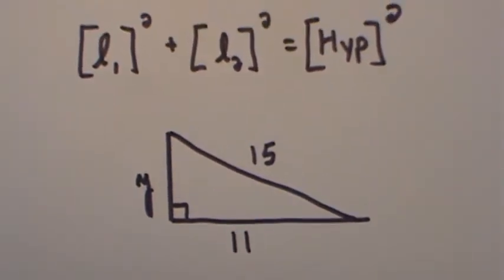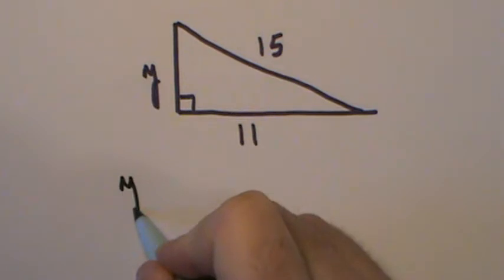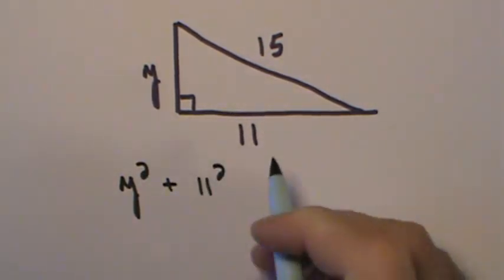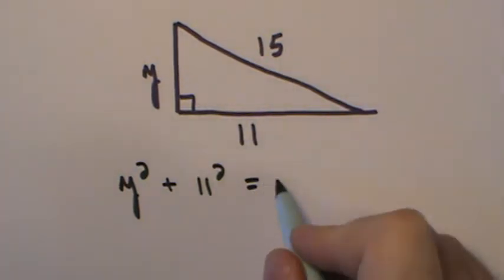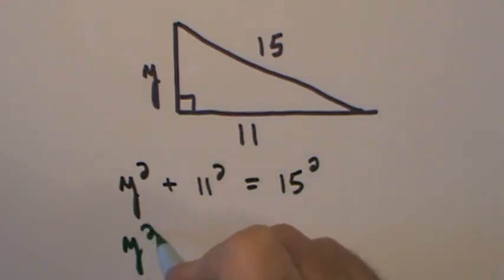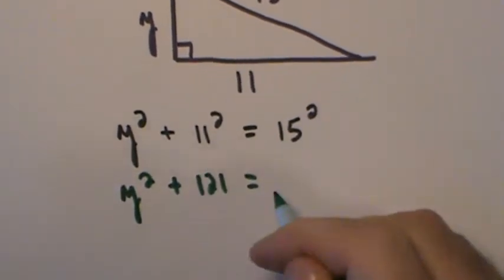Applying the Pythagorean theorem, I'm going to look at both of the legs and I simply go y squared, that's one of the legs, plus 11 squared, the other leg, should equal 15 squared. As I square these values, I get y squared plus 121 equals 225.